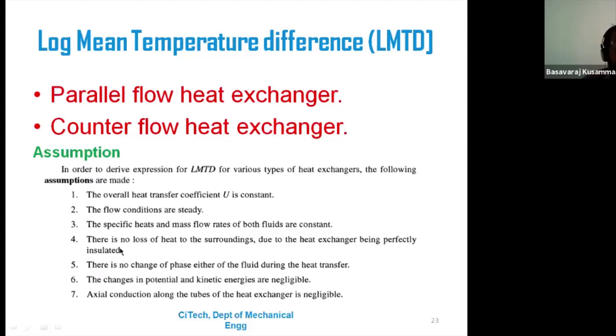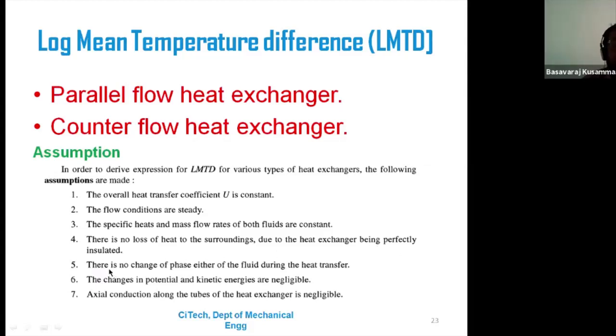And the fourth assumption is that there is no loss of heat to the surroundings. That means the heat exchanger is perfectly insulated. Understand? If it is perfectly insulated, there is no heat loss from the heat exchanger. So this is one of the assumptions: no loss of heat to the surroundings, because the heat exchanger is perfectly insulated.